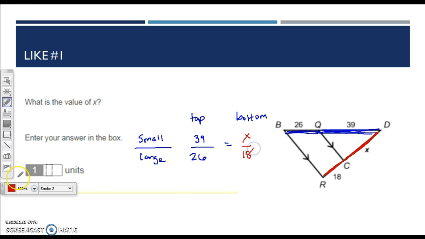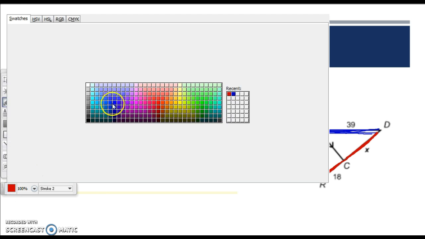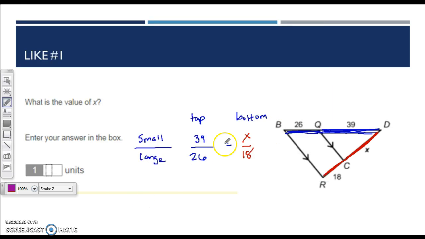So now, who remembers what to do next? Yeah, and hopefully you've already done this problem on your own, but we are going to cross multiply. You're exactly right. So I'm going to say 26 times x equals 39 times 18.